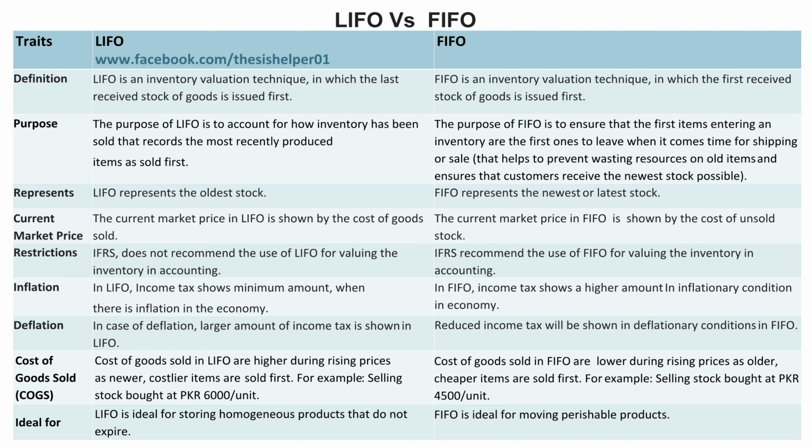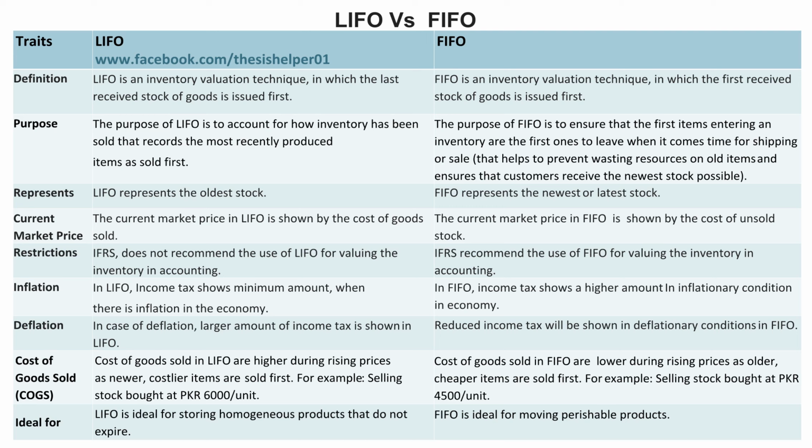The purpose of LIFO is to account for how inventory has been sold that records the most recently produced items as sold first. Whereas, the purpose of FIFO is to ensure that the first items entering an inventory are the first ones to leave when it comes time for shipping or sale, that helps to prevent wasting resources on old items and ensures that customers receive the newest stock possible. LIFO represents the oldest stock, whereas FIFO represents the newest or latest stock.